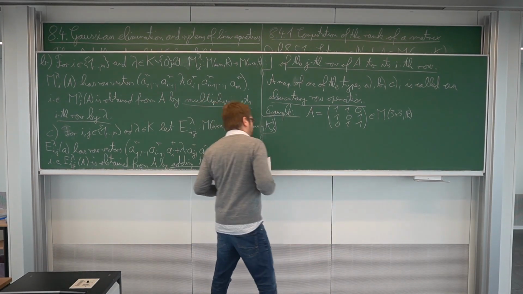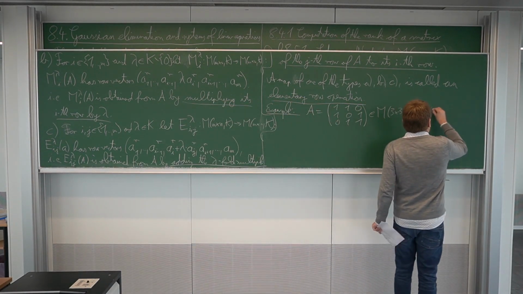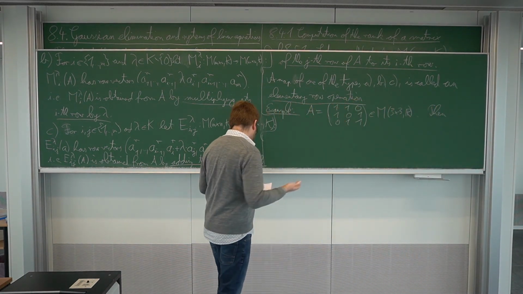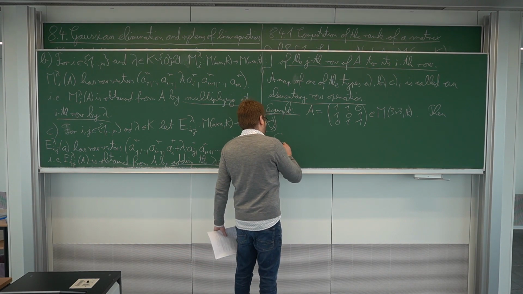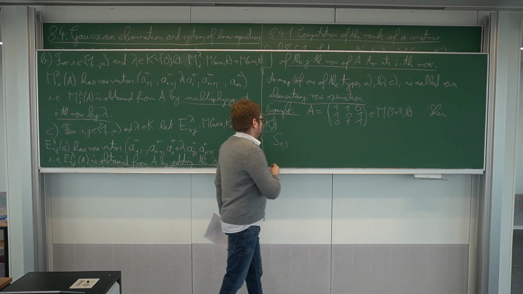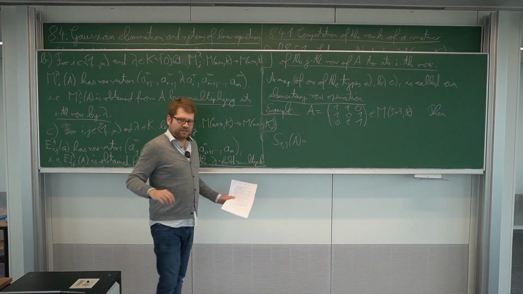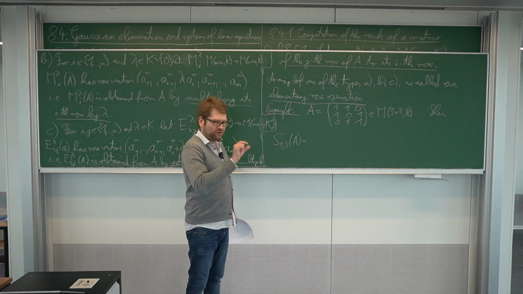Now I want to show what it looks like if we apply elementary row operations, just to make this a bit illuminating for those of you who are a bit lost. So S13 of A. S is for swapping, and S13 means we swap the first row with the third row.